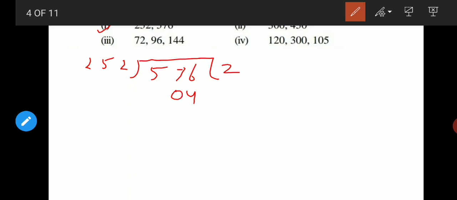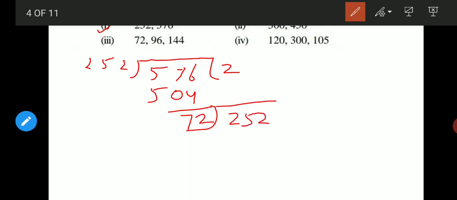So first of all, 252 divides 576. 2 times: 2 twos are 4, 2 fives are 10, and 2 twos are 4, and 1 five. Here subtract, it is 2 and here is 7. So 72.